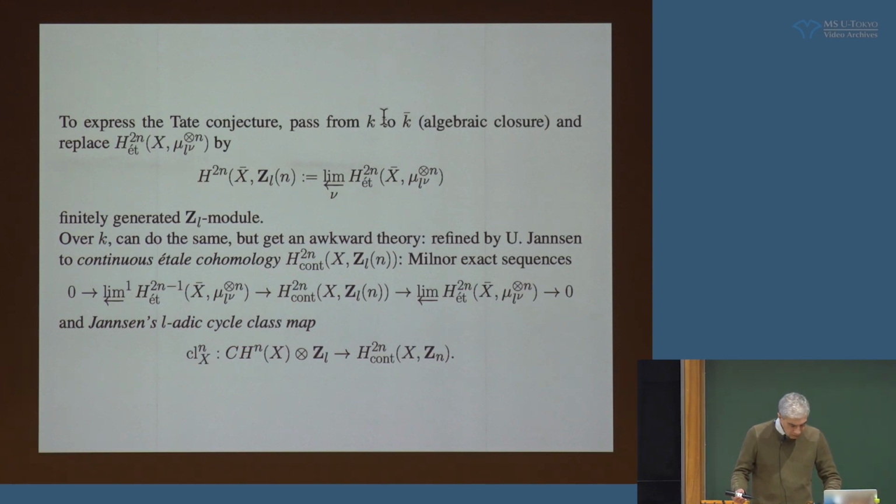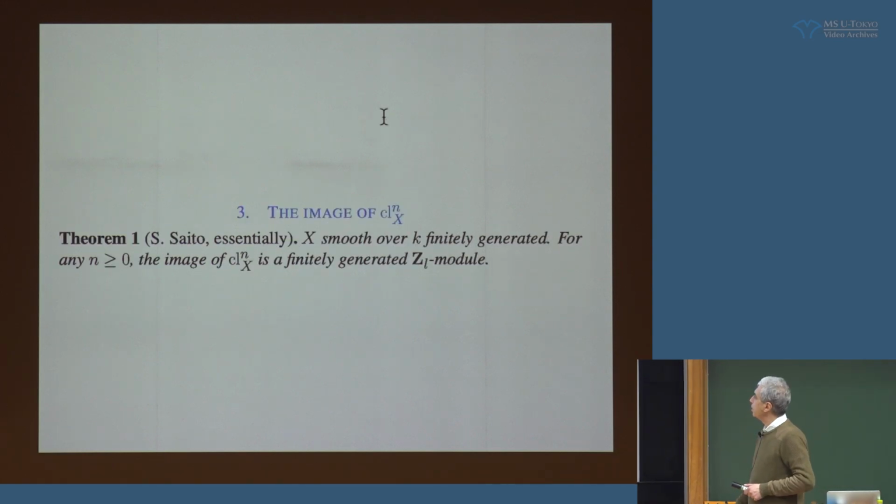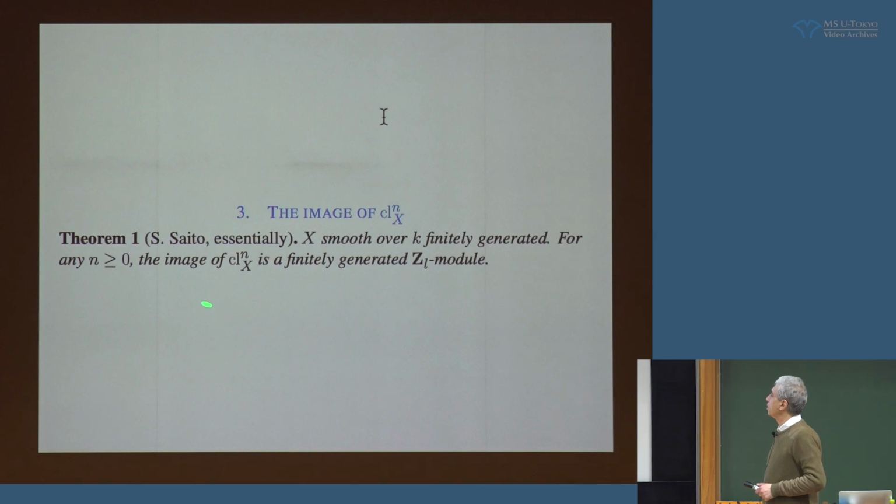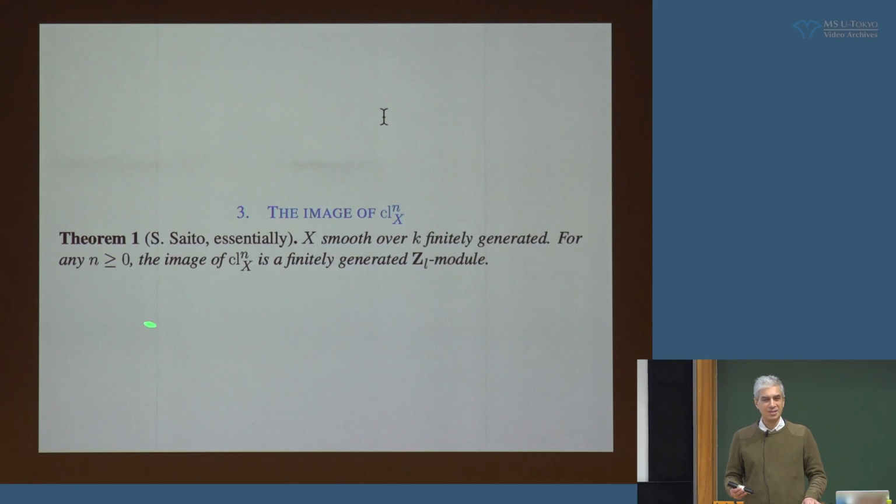And then, here is the first result. We want to understand this cycle class map. So our first result is that if you are over a finitely generated field, the image of the cycle class map is a finitely generated Z_l module. And this is essentially due to Shuji Saito in an article of 1992, I guess.